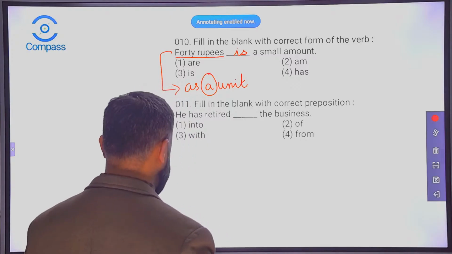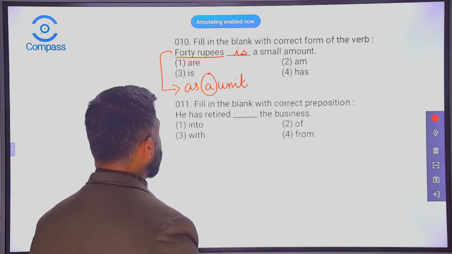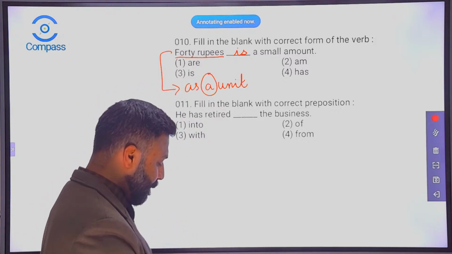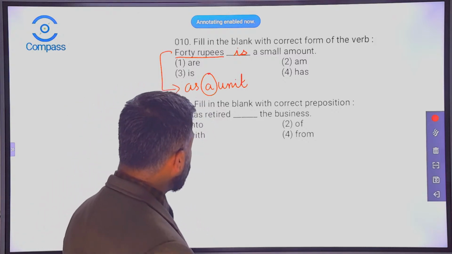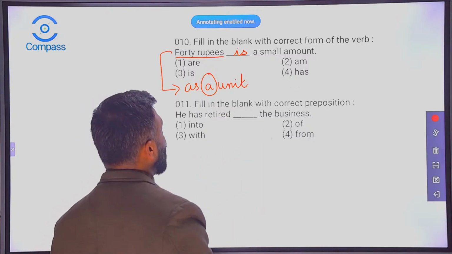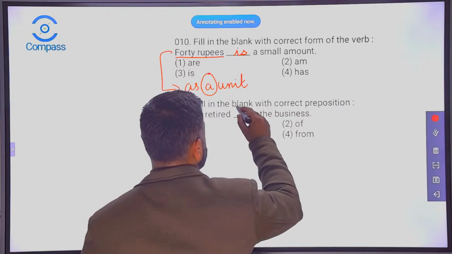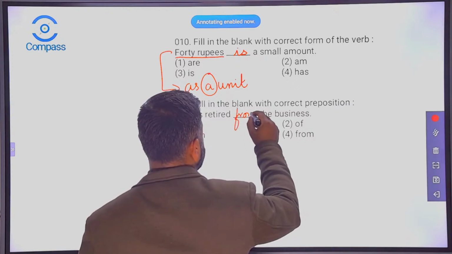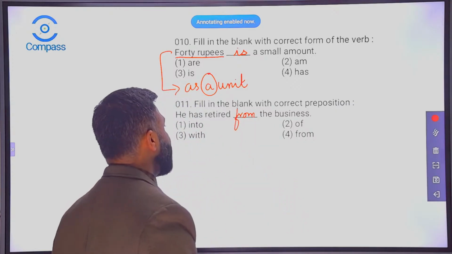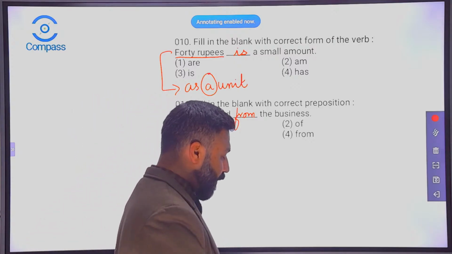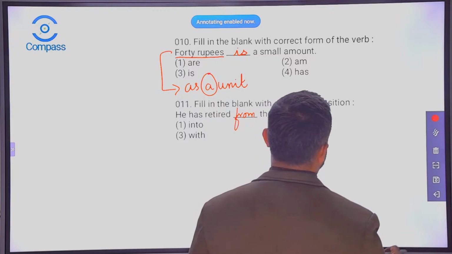Okay. Question number 11. Let's see this. Fill in the blank with correct preposition. He has retired into the business, of the business, with the business, or from the business. So the correct preposition that we are going to use here is from. He has retired from the business. All right.